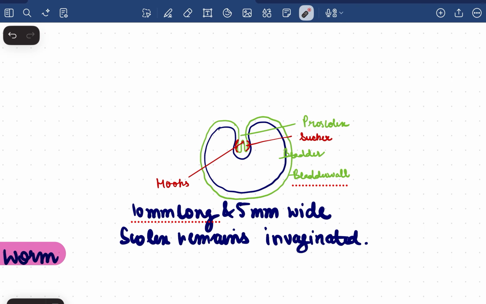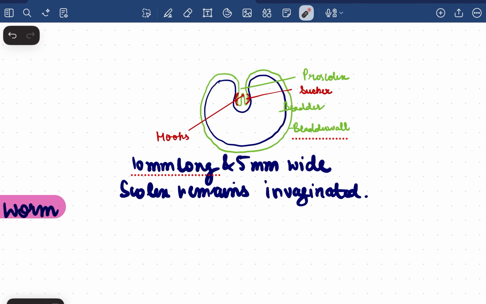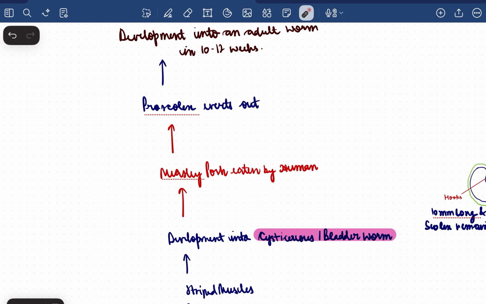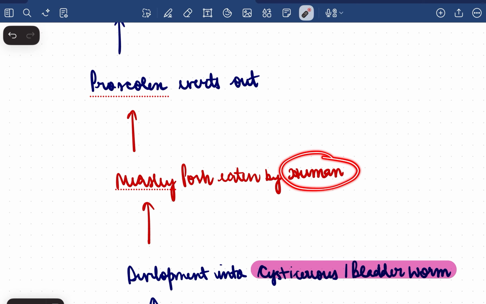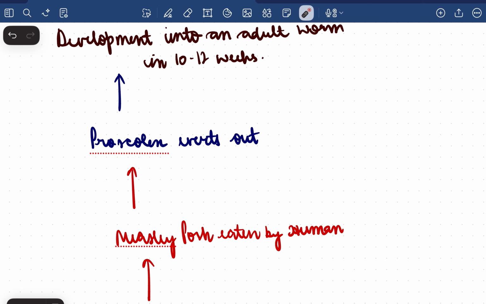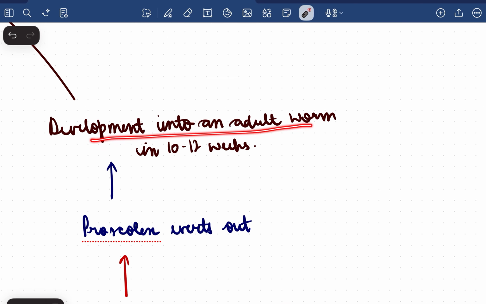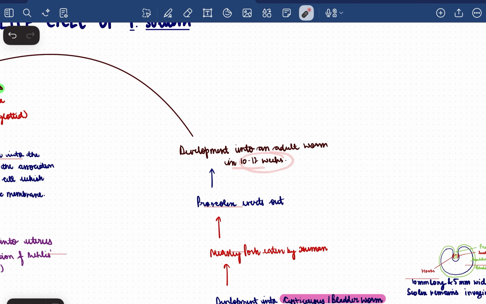And it is called as bladder worm because there is a cavity filled with watery fluid, and that constitutes a bladder, and it has a thick bladder wall. So you can see over here the dimensions are written. It is 10 millimeter long, 5 millimeter wide, and the scolex remains invaginated. Let's say a human feeds upon the measly pork now. The measly pork enters the body of the human, the proscolex everts out, and the development of an adult worm takes place in about 10 to 12 weeks.